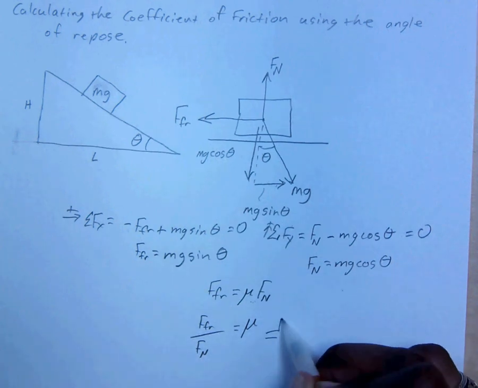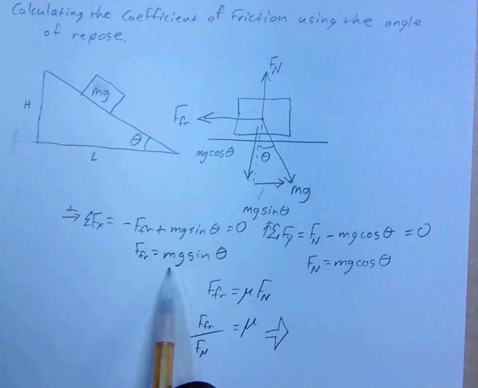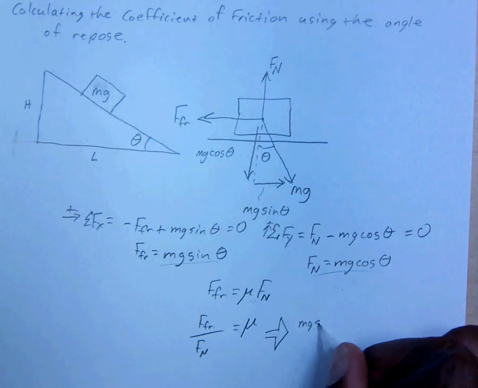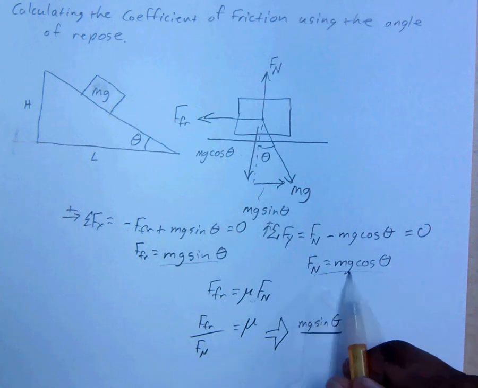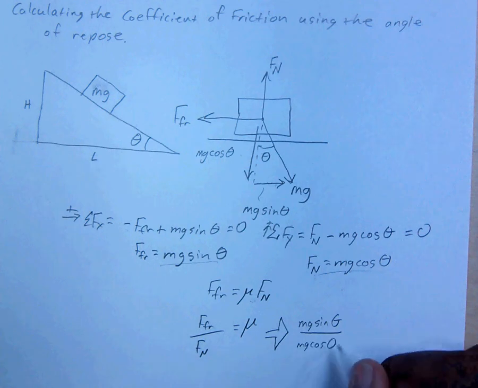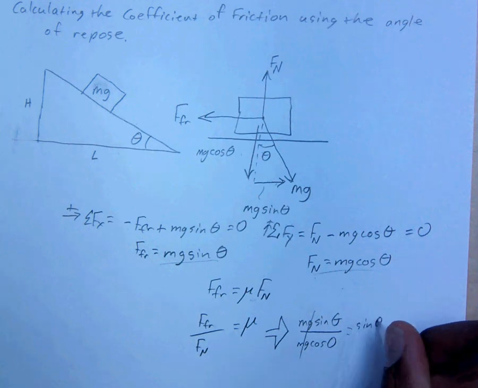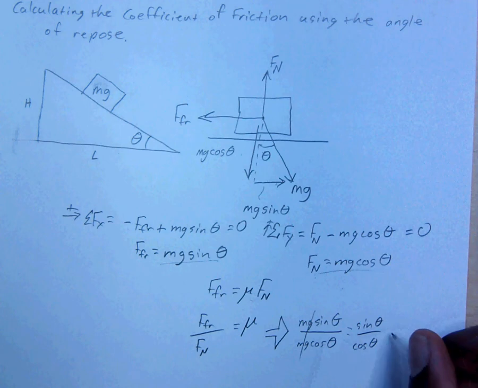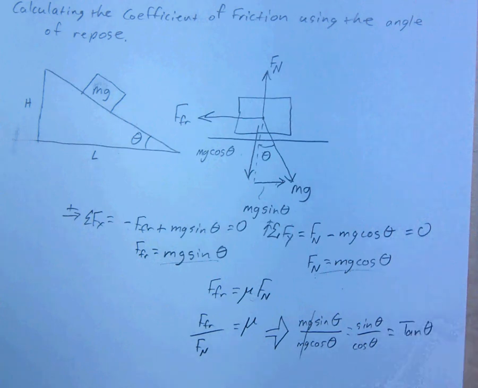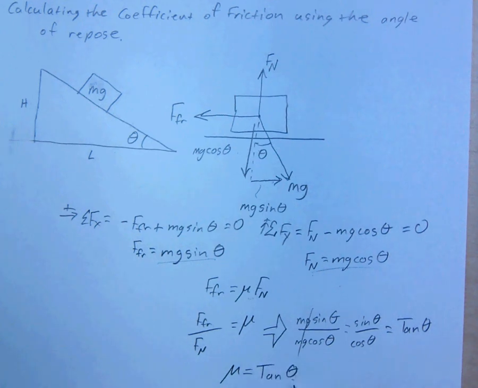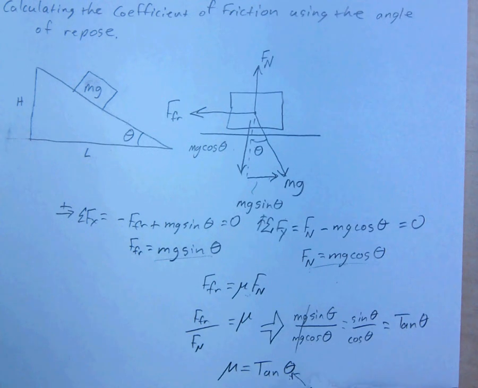Now, what does that look like? Because I have things that stand for the friction force and a normal force. So if I substitute those in, what do I get? Well, for the friction force, I'm going to substitute mg sine of theta. And for the normal force, I'm going to substitute mg cosine of theta. These mg's cancel, and I just get sine of theta over cosine of theta, which is the tangent of theta. So in other words, my coefficient of friction is just going to equal the tangent of whatever my angle of repose is. Right? So here's my angle of repose.